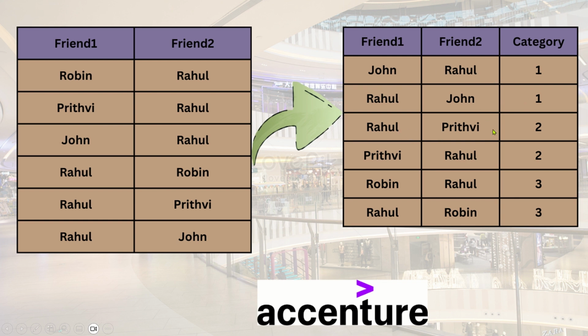And similarly, Rahul and Prithvi and Prithvi and Rahul should also be provided a single category, and Robin Rahul and Rahul Robin should also be provided a single category ID. So this is the question, and now we have to solve this using SQL. So now let's go back to SQL Server Studio and see how to solve this.